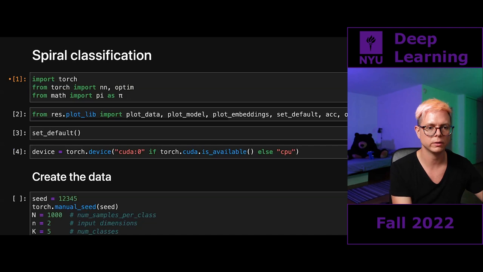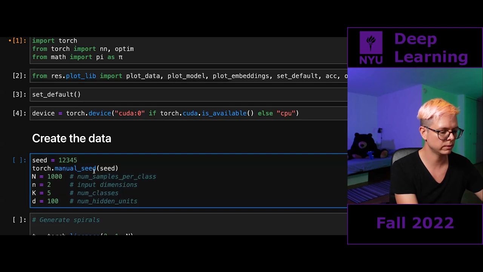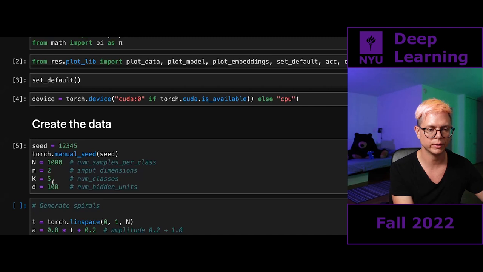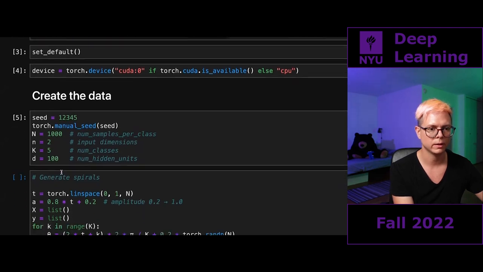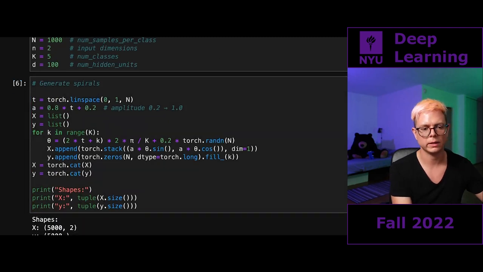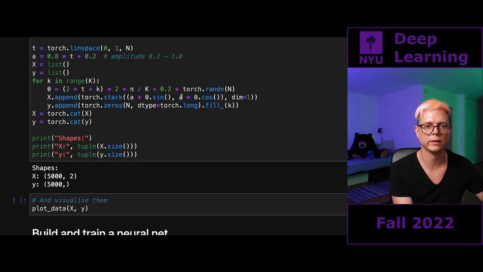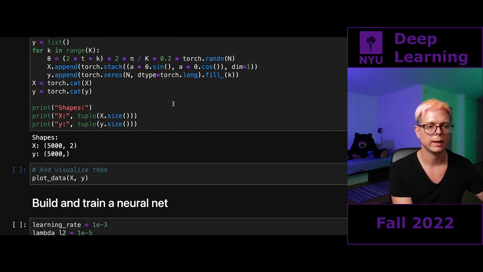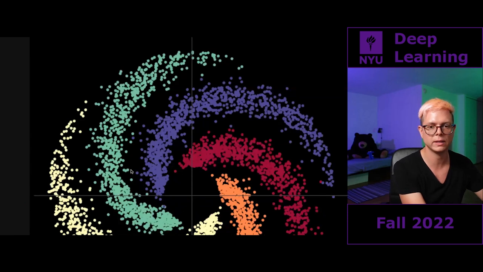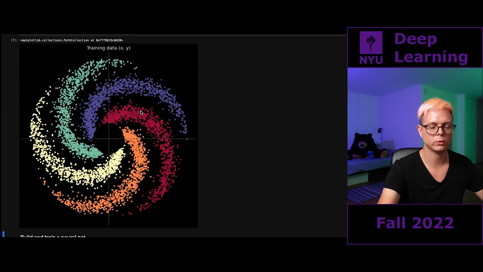We already talked about this. I create my model. I have 1,000 samples, 2 dimensions in input, 5 classes for the spiral, 100 hidden units. This is going to be my data. I don't care to explain these functions because it's just a concatenation of sine and cosine and so on. I visualize the data. And these are the spirals that you already saw in class yesterday.